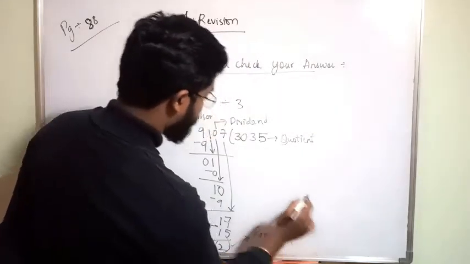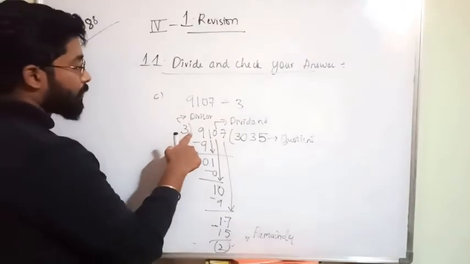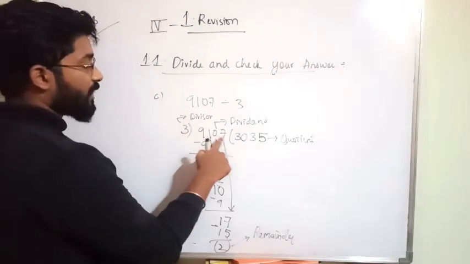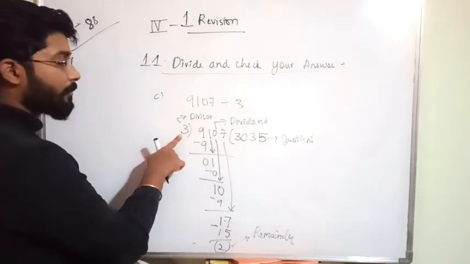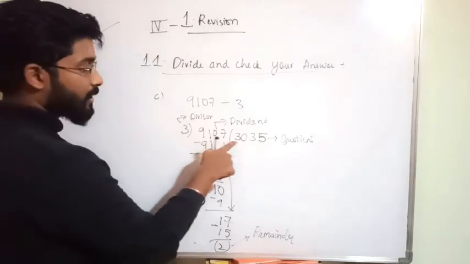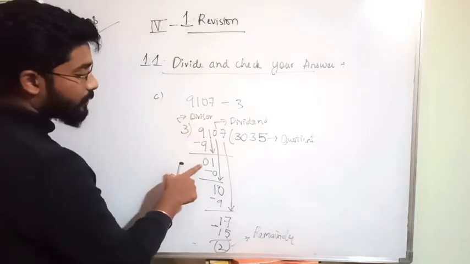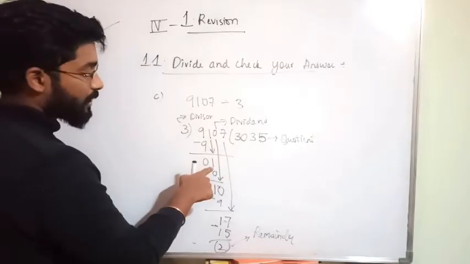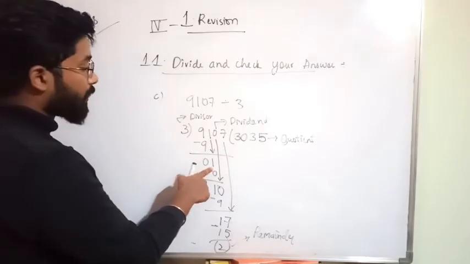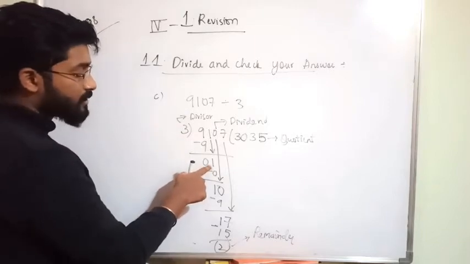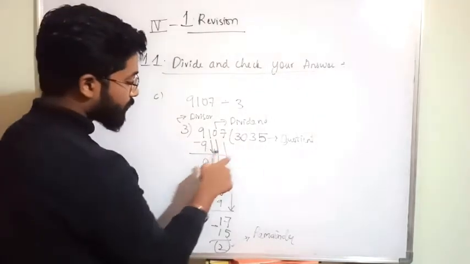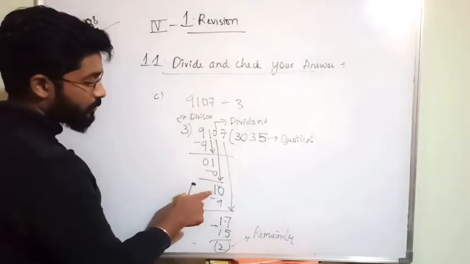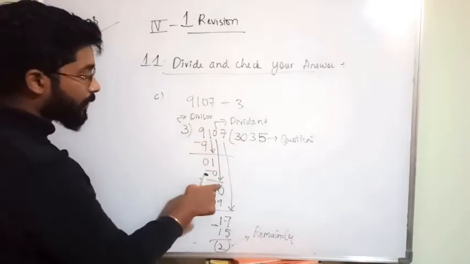Once again I am explaining. With 3 you have to divide this 9107. In the 3 table will you get 9? Yes, 3 3s are 9. So 9 minus 9 you will get 0. Next, bring down the next digit, that is 1. In the 3 table will you get 1? 1 is smaller than 3. So 3 zeros are 0. 1 minus 0 is 1. Next, bring down the next digit.